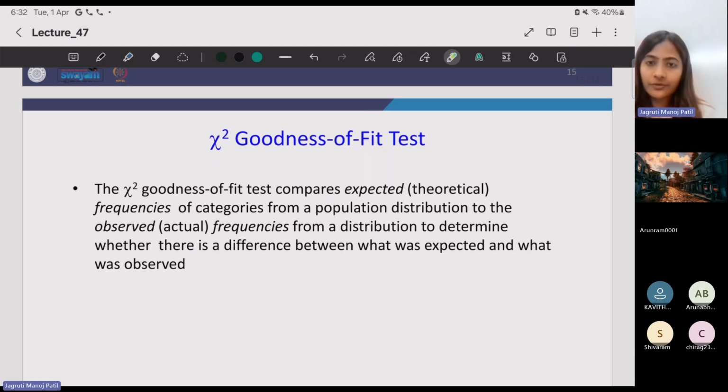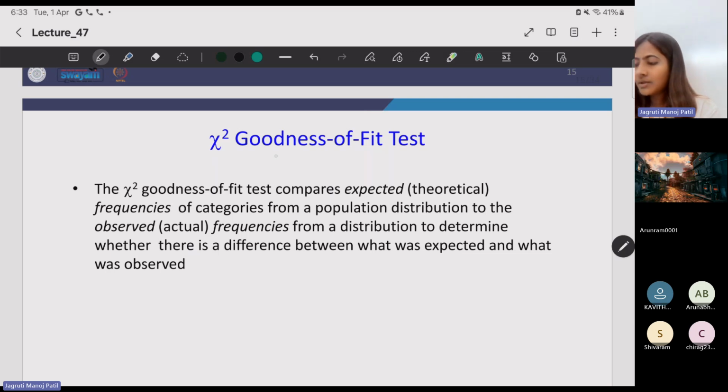The next part is the goodness of fit test. For goodness of fit, what do we see? We'll see if the data that we're trying to predict or estimate fits well with the data that we truly have. So whether it's a good fit or a good representation of our observed data. That is what goodness of fit tells you.